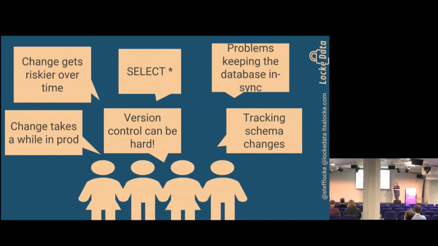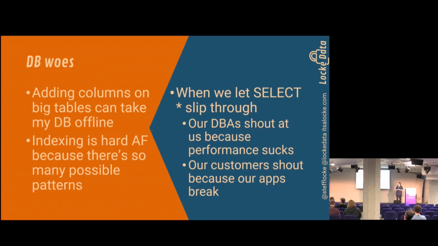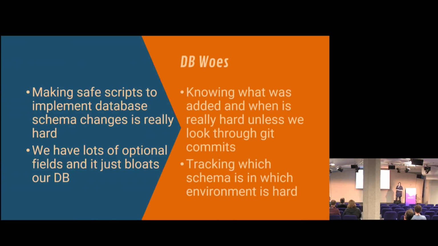So third normal form databases are pretty troublesome. So you end up with availability issues, indexing is hard, DBA shout at us, customers shout at us. It's difficult to implement changes safely. If you've got lots of optional fields, then you're storing nulls everywhere, right? And then you have to handle nulls in your database, in your front-end code, and it causes storage bloat, and again, the DBA shout at you.